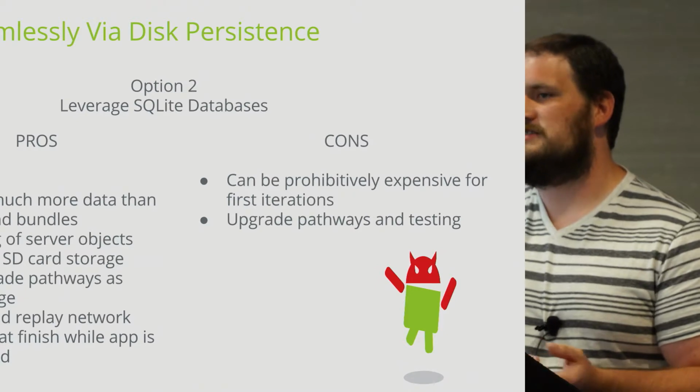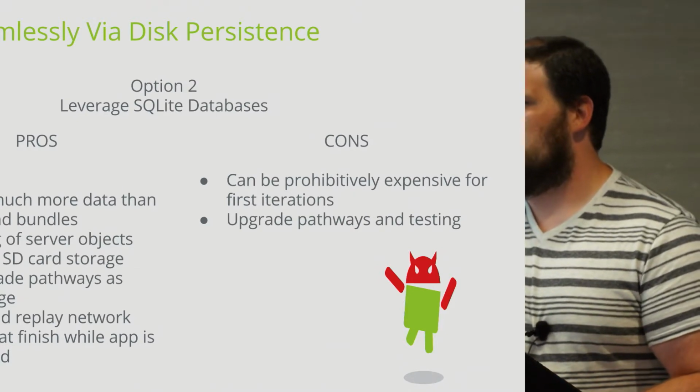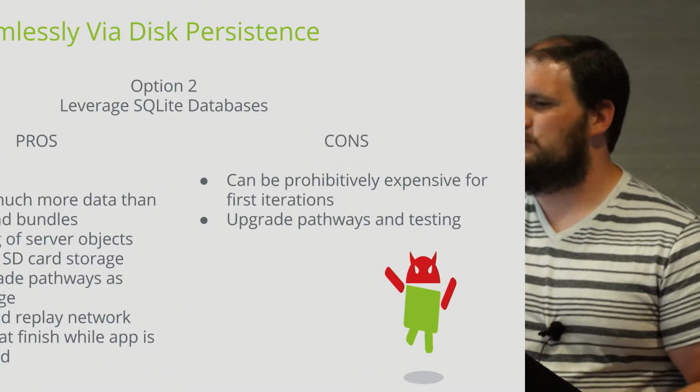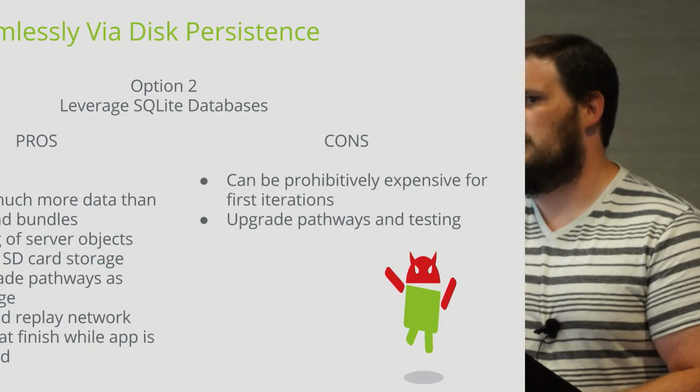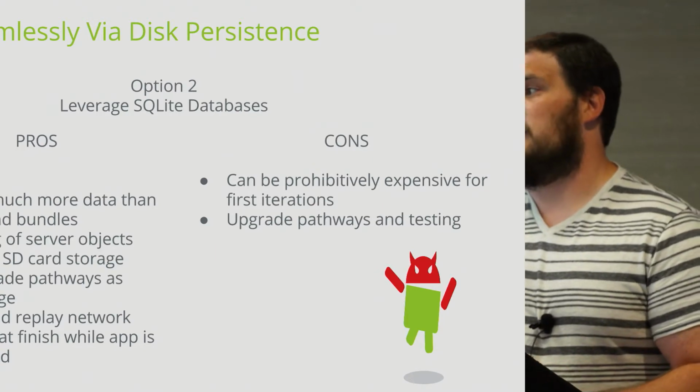Another con, which is also one of the pros, is upgrades are hard. You have to manually write the code. You have to test all of the different upgrade pathways, what happens when you're upgrading from version 1 to version 7 of your database. And so there's an element of risk there.